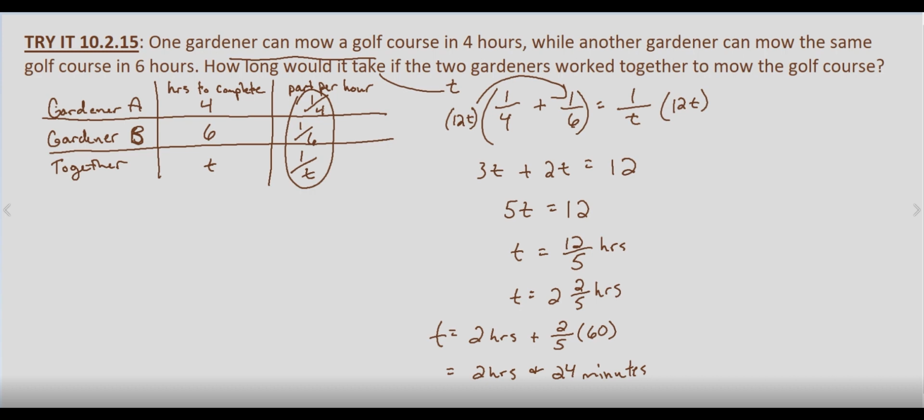And a better way of looking at it is if they each did half. Well, it would take 3 hours for 2 gardener Bs. It would take 2 hours for 2 gardener As, and this is between 2 and 3 hours, so it's reasonable. And we can say then that it would take the 2 gardeners 2 hours, 24 minutes, to mow the golf course.